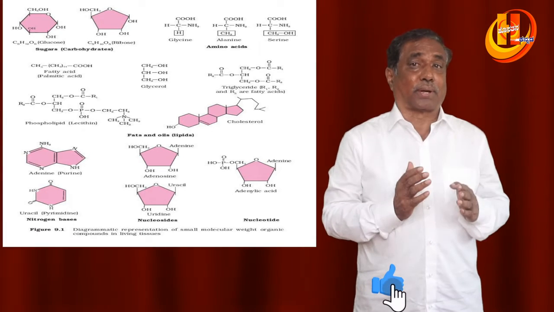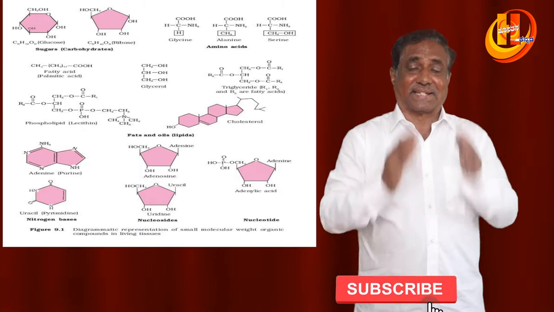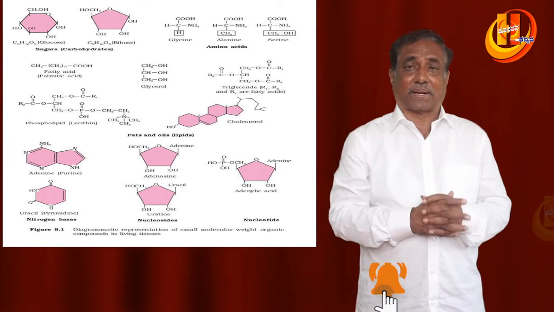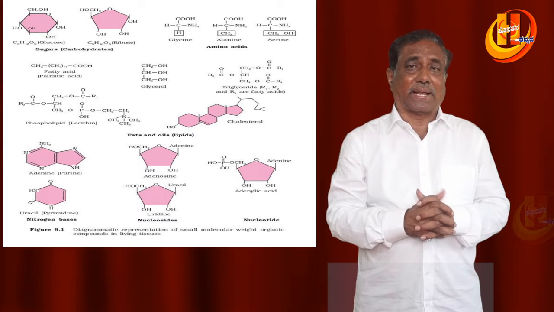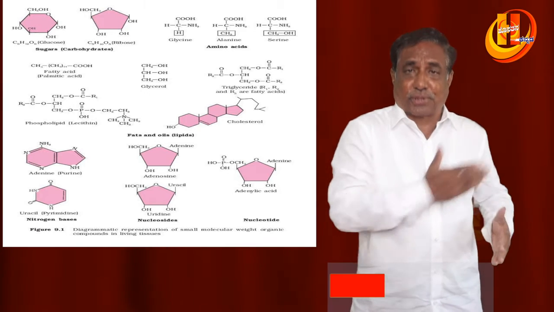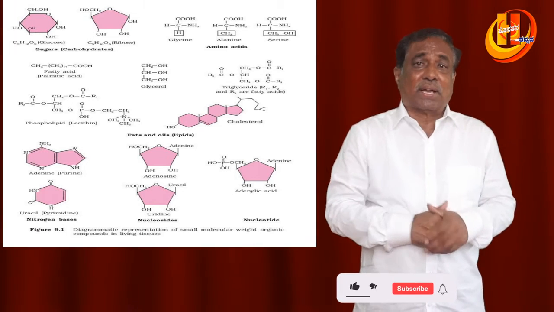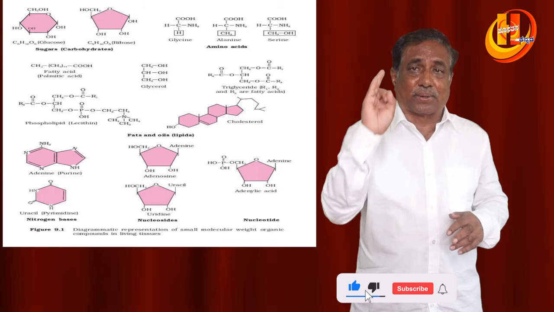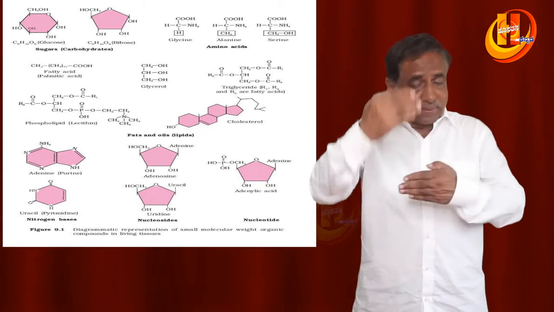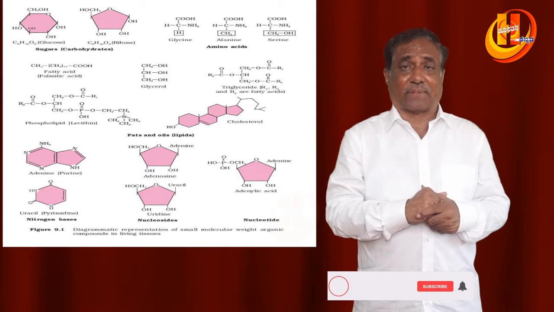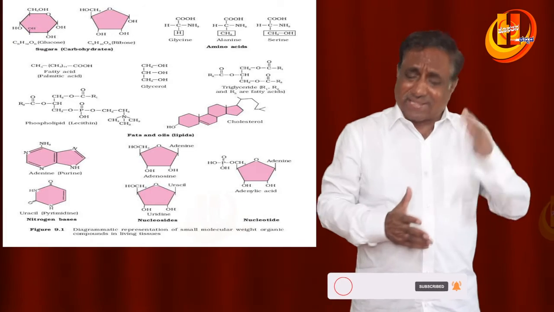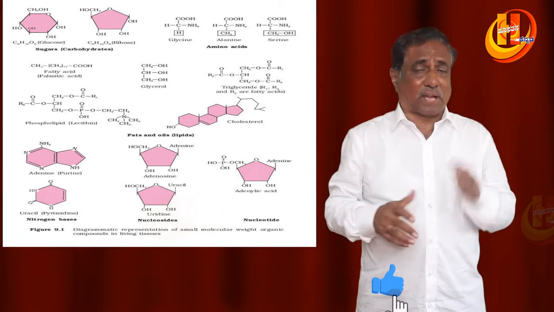The pentose aldose sugar present in nucleic acids is ribose. That is very important for your NEET examination. And hexose aldose sugars are glucose, galactose, mannose, etc. The hexose ketose sugar is fructose, and disaccharides are sucrose, maltose, and lactose. These things are very important for biochemistry.